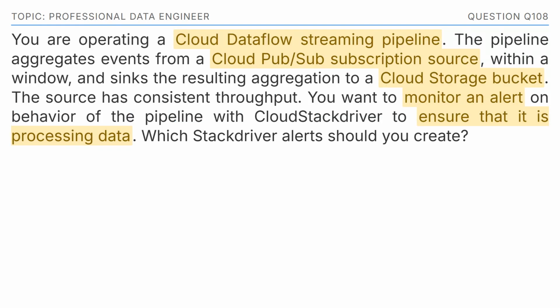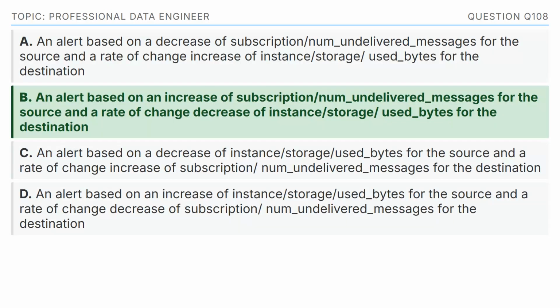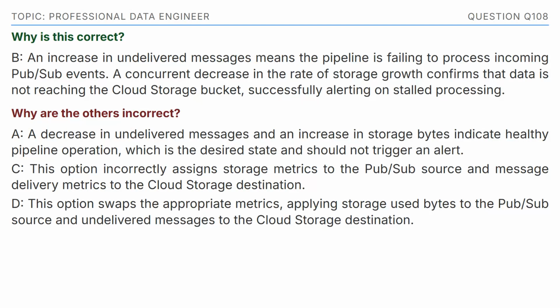To arrive at the correct answer, we focus on the keywords: Cloud Dataflow Streaming Pipeline, Cloud Pub/Sub Subscription Source, Cloud Storage Bucket, Monitor and Alert. Ensure that it is processing data. The correct answer is option B, an alert based on an increase of subscription/number_undelivered_messages for the source and a rate of change decrease of instance/storage/used_bytes for the destination. Why is this correct?